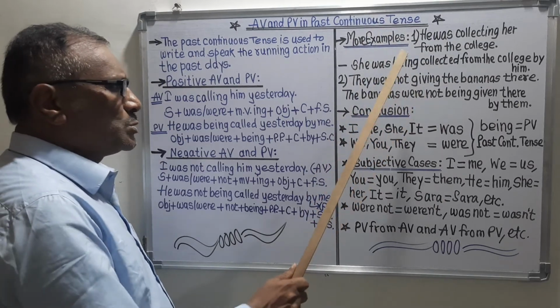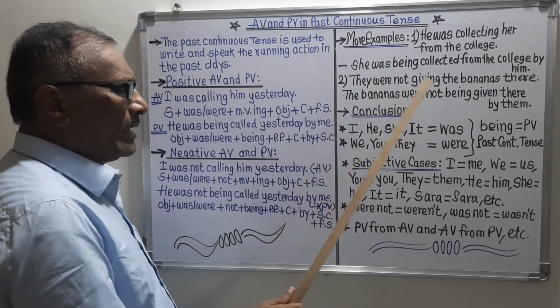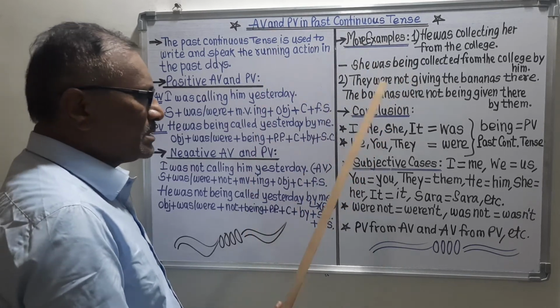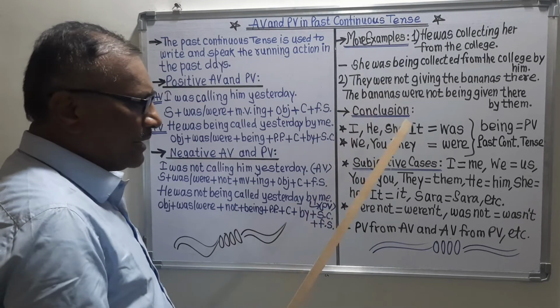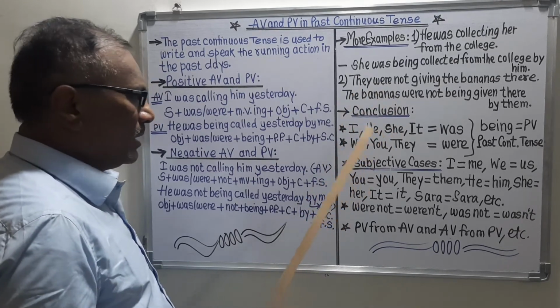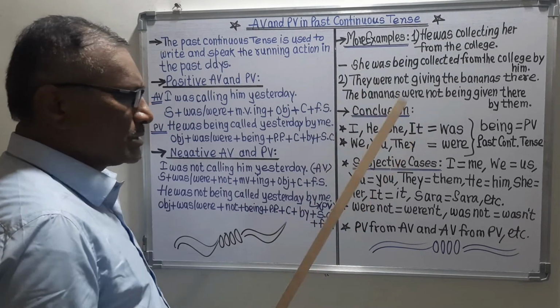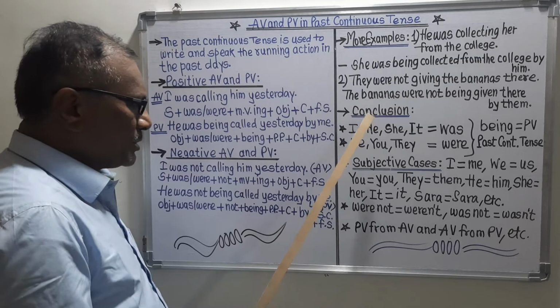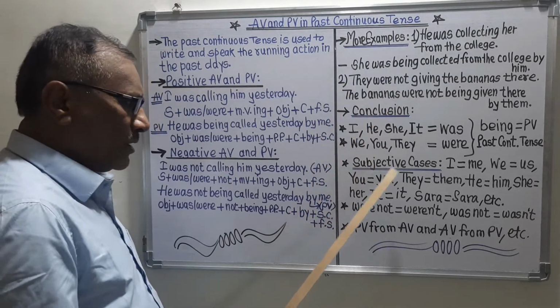With the help of these two examples, you can learn and write the correct active voice and passive voice, and you can talk them, you can write them when you are doing English communication in the classes or anywhere outside. Now the last point I am discussing is the conclusion and subjective cases.